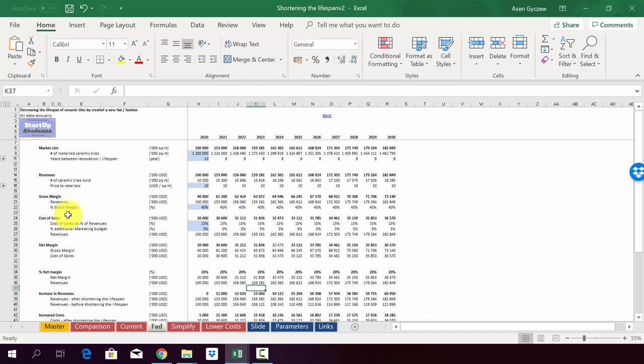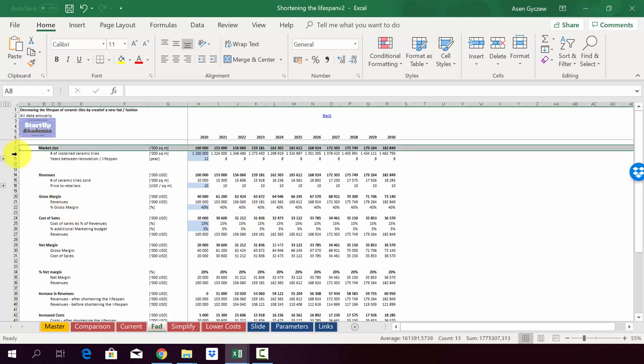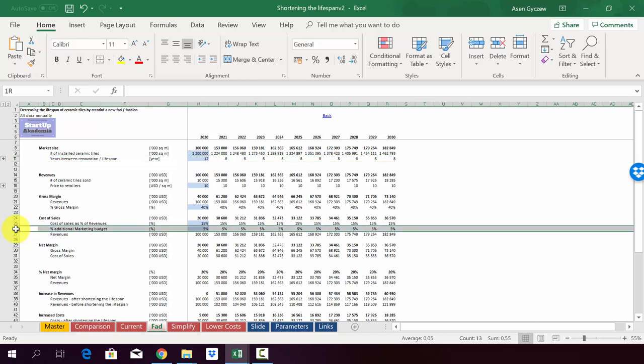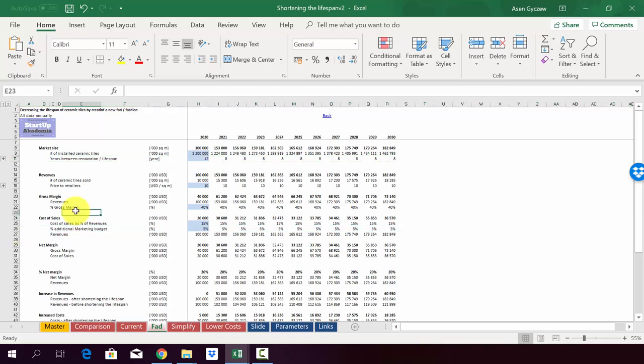The only change here is that we have grown the market size, which is estimated here due to the fact that we change the ceramic tiles every 8 years. And obviously on the cost side, we have 5% additional money being spent on cost of sales. Now let's see how other forms of achieving the same results perform and which one is better.